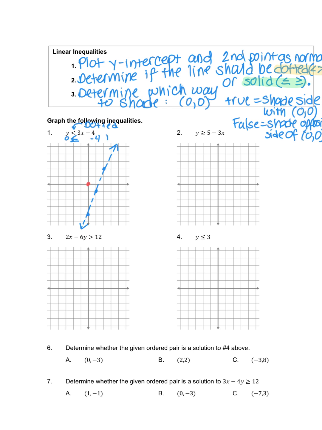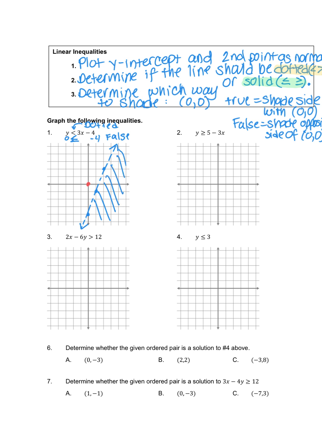That's actually a false claim. So remember, number 3 says if it's false, you shade the opposite side of 0, 0. So I am going to go ahead and shade the opposite side, which is right over here for the line.